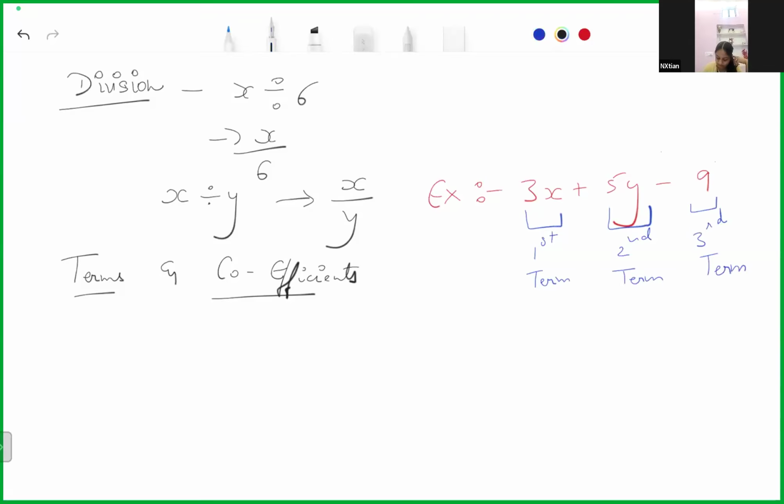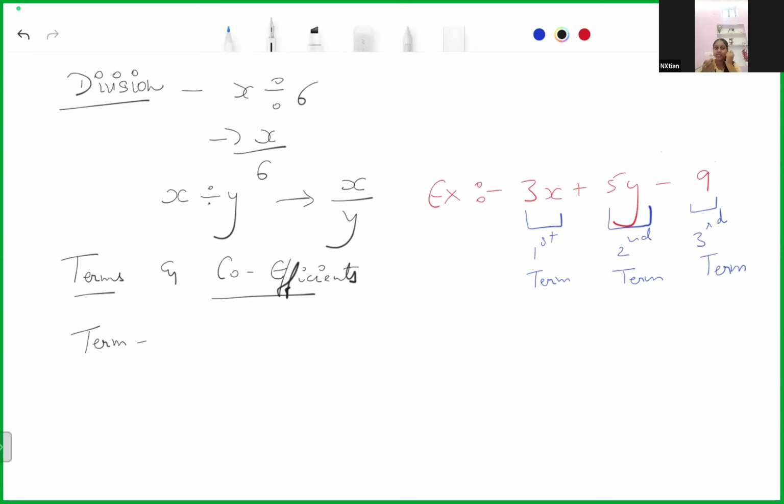Okay, so what is a term? It is a combination or product or division of a number and a variable, or numbers and variables. And what separates the terms? Signs separate the terms, plus and minus.